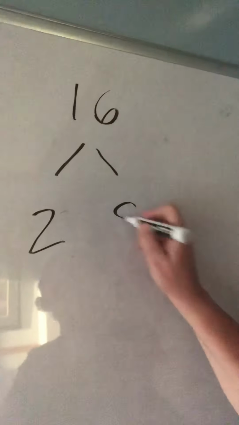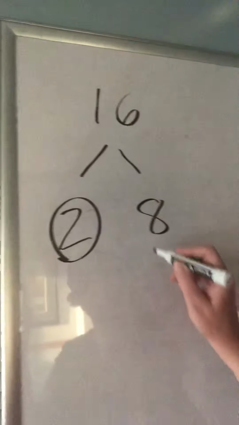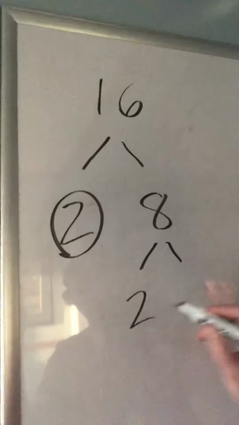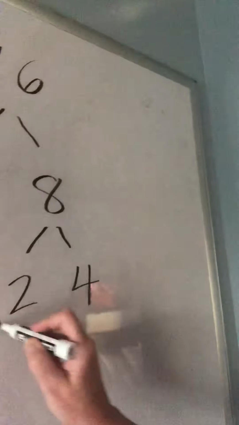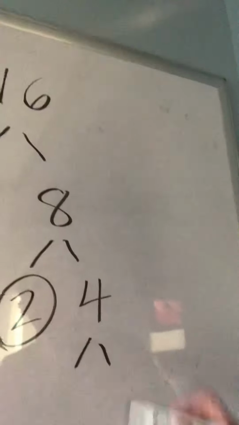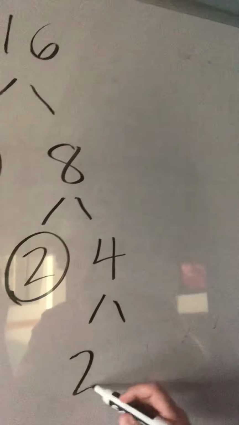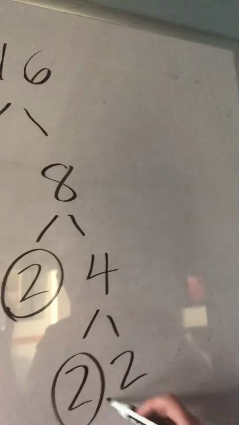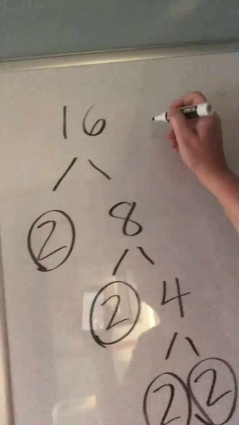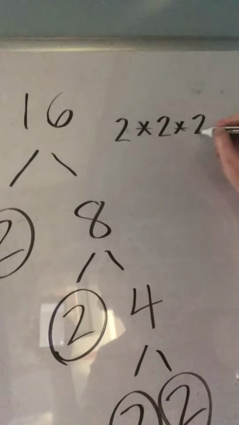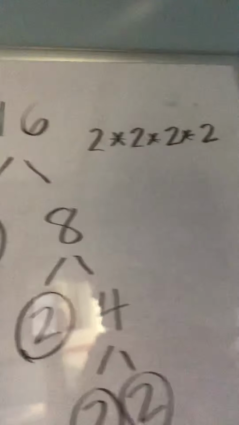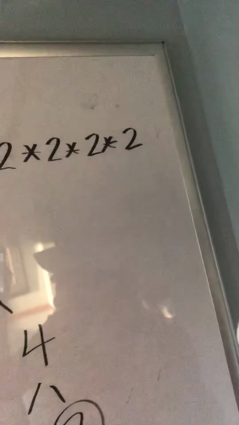So if you decided to use 2 and 8, the 2 would be circled, but the 8 would still need to be broken down into 2 times 4, and that would allow you to circle the 2. But if we broke the 4 down, it would be 2 times 2. So we would circle both of them. So we could write the string as 2 times 2 times 2 times 2, and that would equal 16.